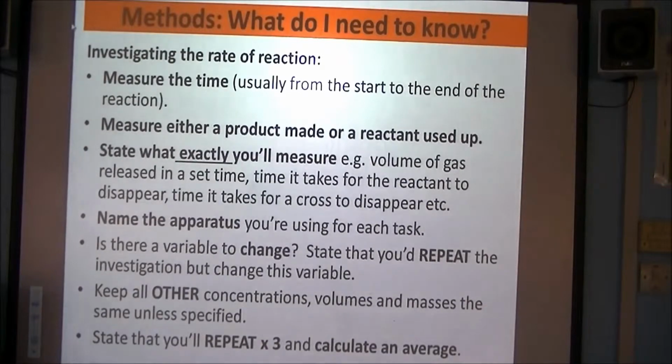Simply state you're going to repeat the investigation but changing that variable. Everything else must stay the same. So simply state, but give specific examples. If you're talking about an acid and an alkali and you've changed something about the acid, then simply state you're going to keep the volume and the concentration of the other chemical exactly the same. But do say what it is. You've got the words in the question, copy them. Finally, repeat it 3 times and do say that you're going to calculate an average with those repeats.